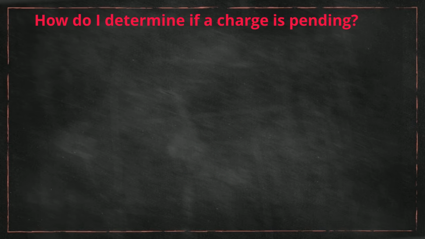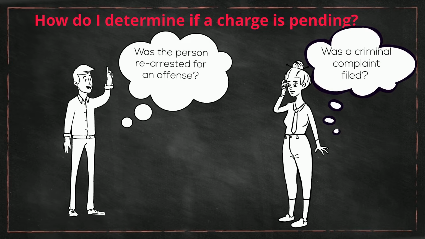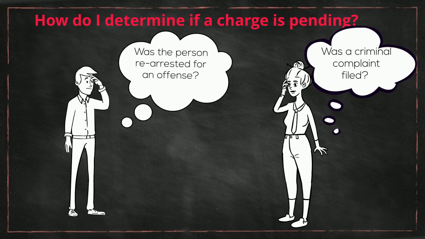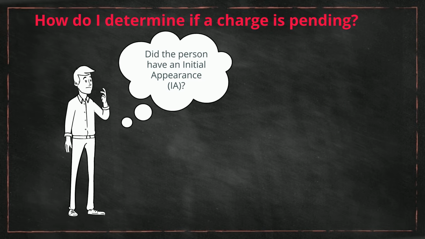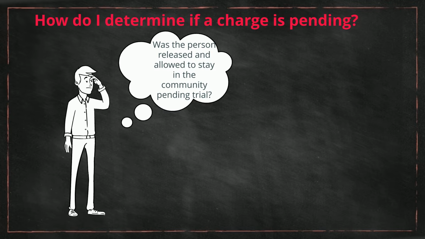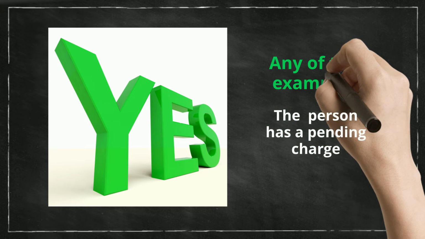One helpful way to determine if a charge is pending is to ask yourself the following questions. Was the person rearrested for an offense? Was formal accusation filed by the prosecutor's office that a specific person has committed a specific crime, also referred to as filing a criminal complaint or information? Did the person have an initial appearance, also referred to as IA? Has a bail determination been made? Was the person released and allowed to stay in the community pending trial? Did the person allegedly commit the current offense while released and in the community? If you answered yes to any of the examples, the person has a pending charge.